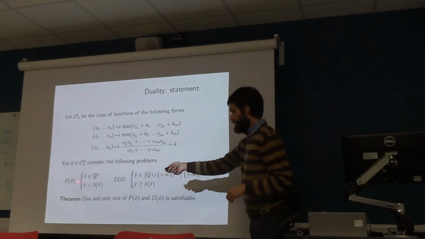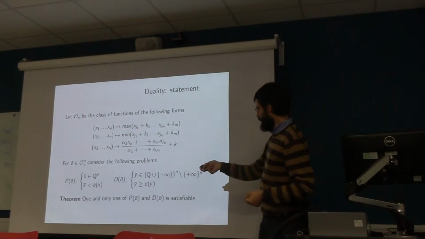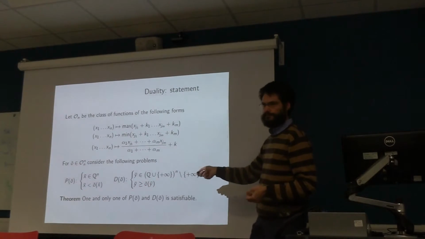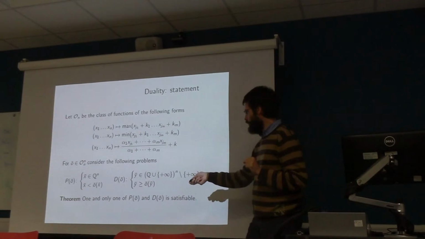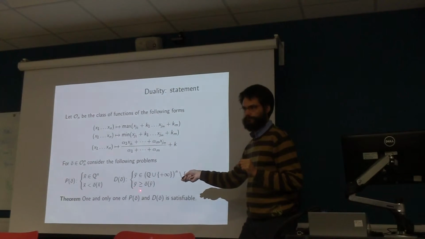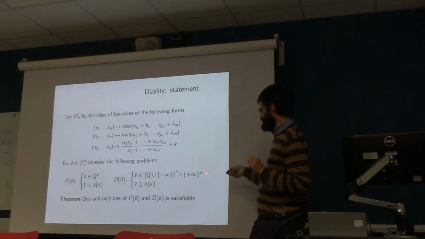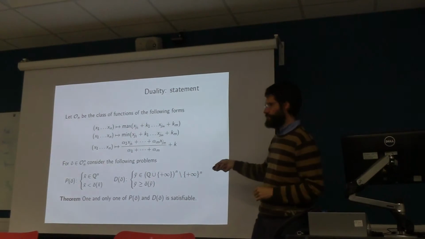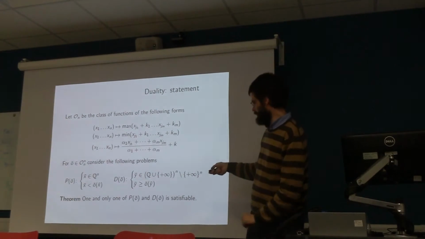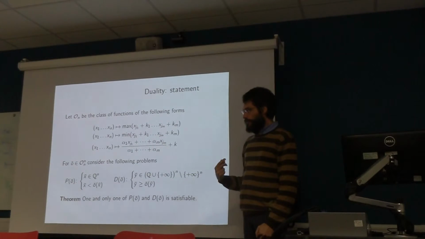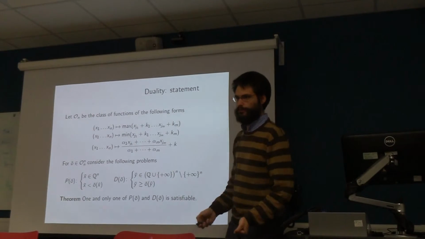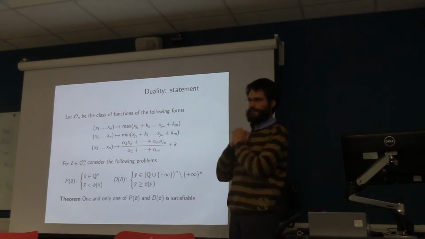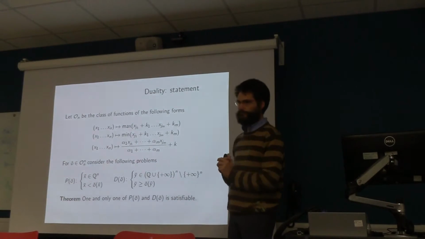So this is our primal, and we make a dual. The dual is just the same precise problem with all the inequalities inverted. And the domain is slightly different. There is a plus infinity in there, but that's just bureaucracy. Forget about it. The theorem says that one and only one has a solution. So, if we want to prove that P has no solution, we just have to show a solution of D.